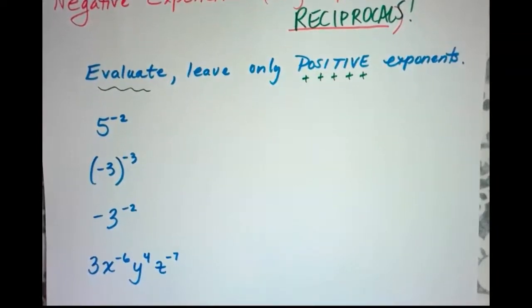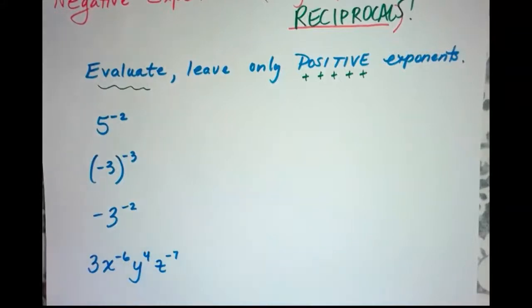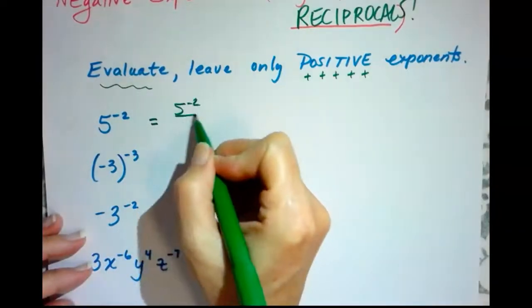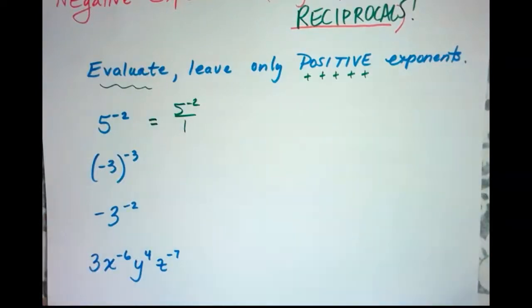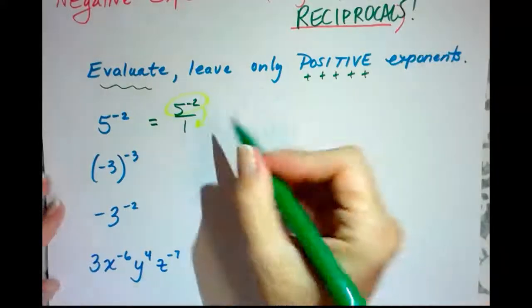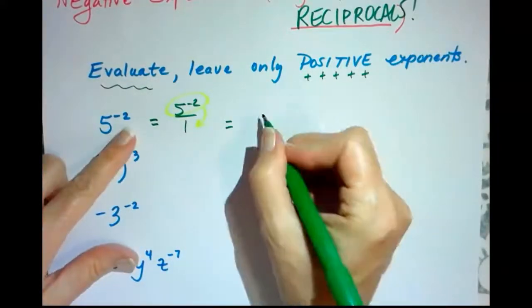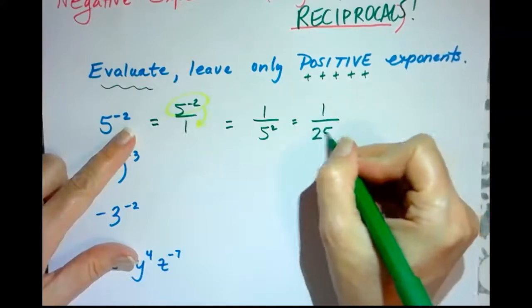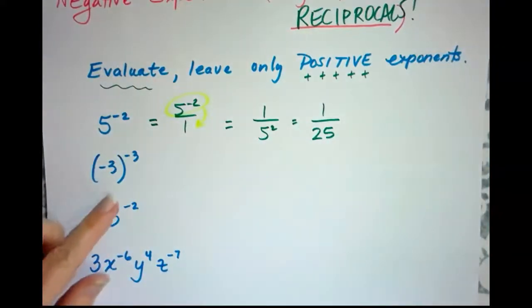So we're evaluating. Remember, evaluate basically means to simplify. So we just want to simplify as much as possible here, and sometimes a calculator is going to be handy. So we can rewrite every negative exponent in terms of a positive exponent. So remember, 5 to the negative 2 is really 5 to the negative 2 over 1, and whatever has a negative exponent is going to flip to the bottom. So 5 to the negative 2 is the same as 1 over 5 to the positive 2, which is 1 over 25. Let's keep going.